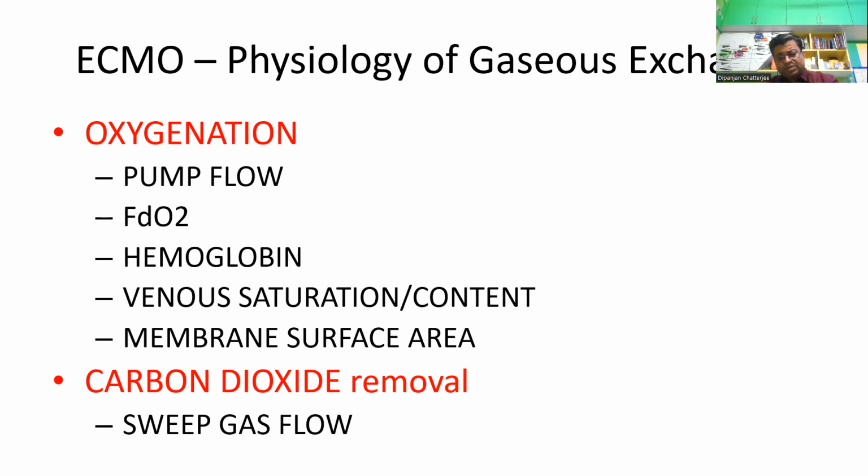Third, we have all seen that hemoglobin is a major factor in transport of oxygen. So the higher the hemoglobin, the more oxygen we can add to the blood. Fifth is the venous oxygen saturation or content. If the venous oxygen saturation or content is too low, even if we add a little bit of oxygen to it, its saturation does not significantly go up. And finally, the membrane surface area.